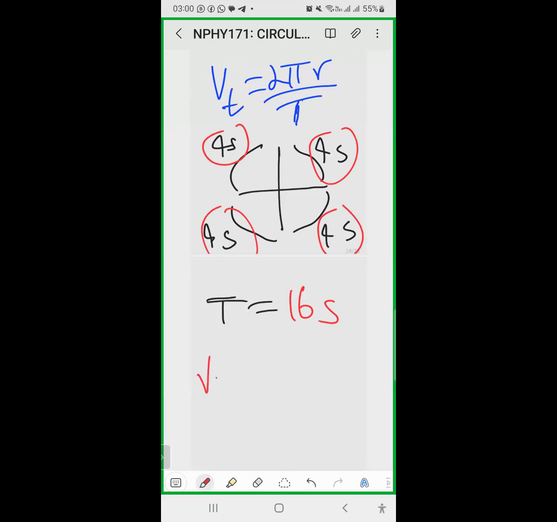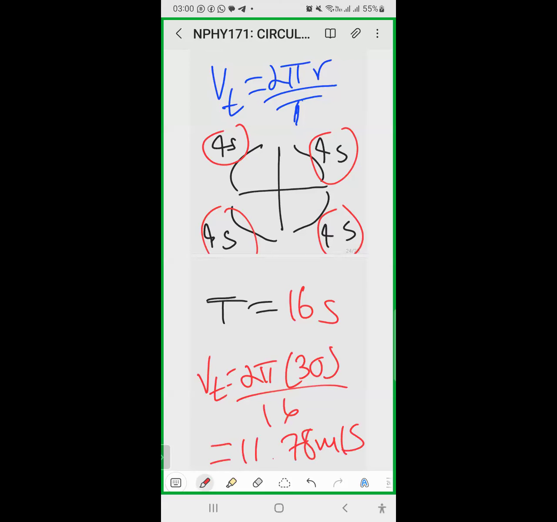Therefore, your Vt in this case will be given by 2 pi multiplied by the radius of curvature, which is given to be 30, divided by 16. And from there, you will get that your tangential velocity is 11.76 meters per second, which is what we got in the previous question. So that is what I was referring to when I said you have to be able to relate the number of revolutions to the angular displacement to the radians, so that everything makes sense, right?